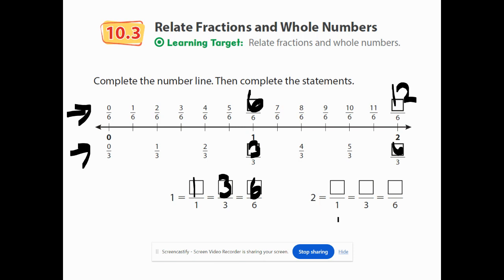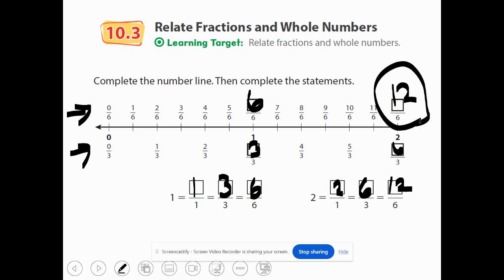All right, let's look at the 2. 6/3 is equal to 2, right? Because 6 divided by 3 is 2. I can also do 2 over 1. Very good. So 2 over 1 is also equal to 2. And then 12/6, because 12 divided by 6 is also 2. So that's how we're looking for fractions that are equivalent to whole numbers.